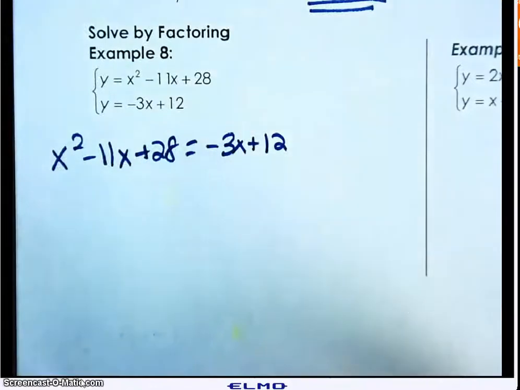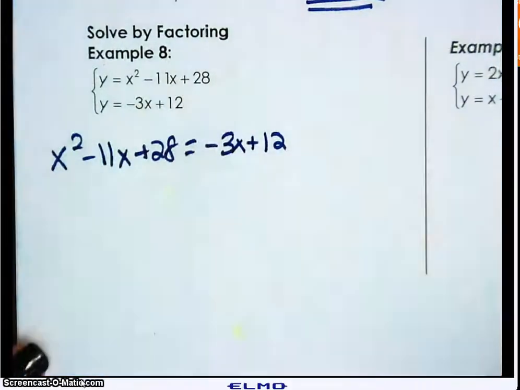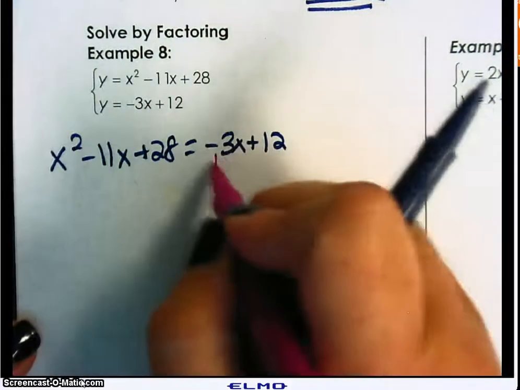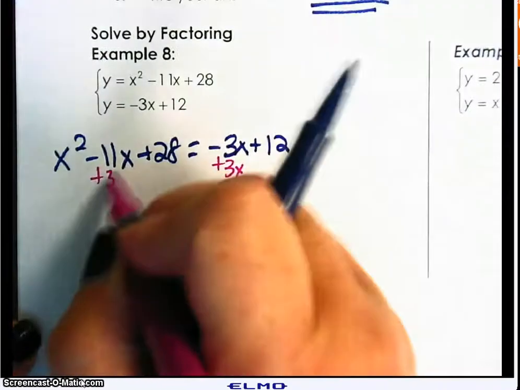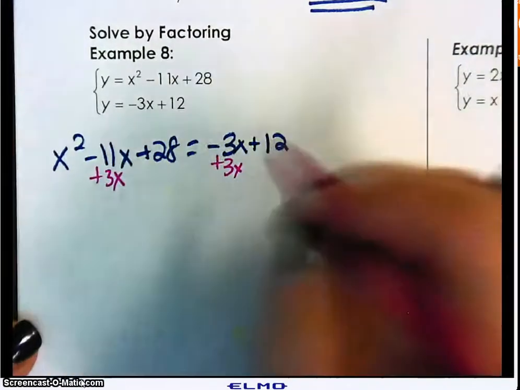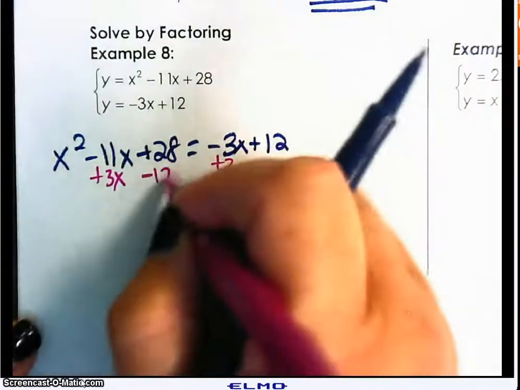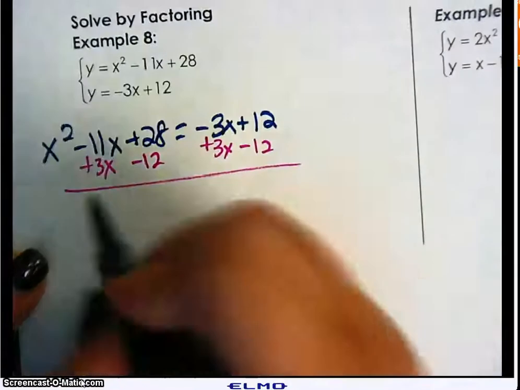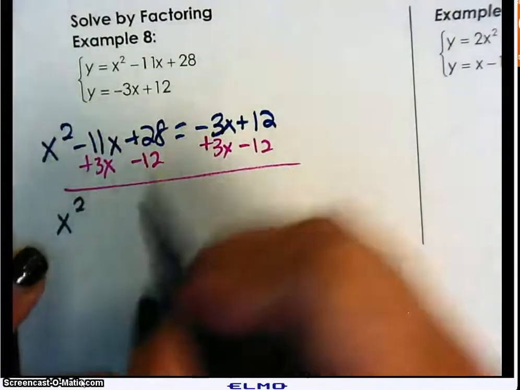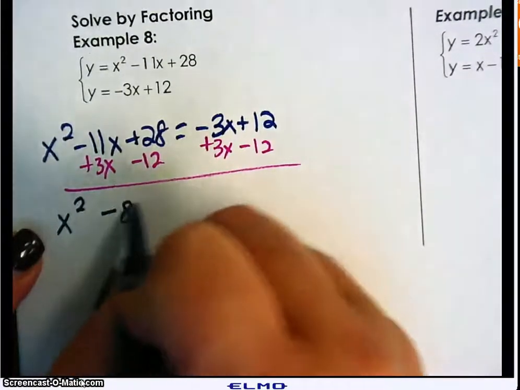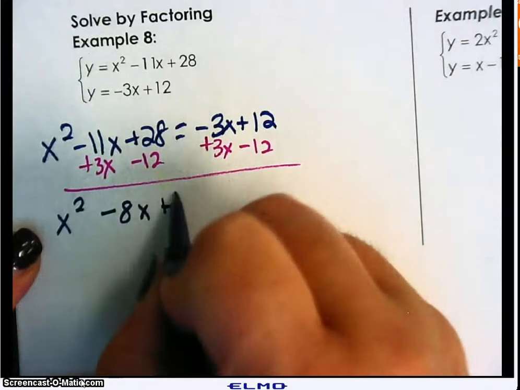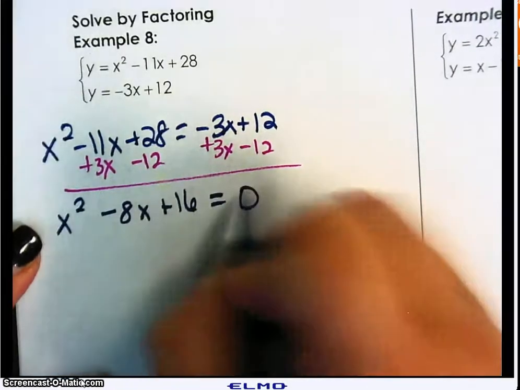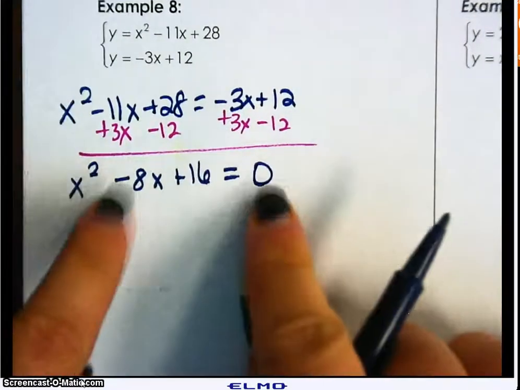Now we need to move everything to one side. So how do I move this negative 3x? I'm going to need to add 3x to both sides. And how do I move a positive 12? I'm going to subtract 12. Okay, so now I have x squared minus 8x plus 16 is equal to 0. And this is exactly what I needed.